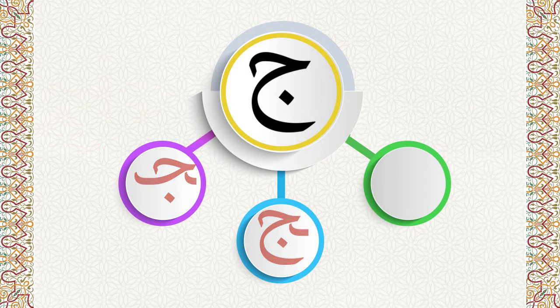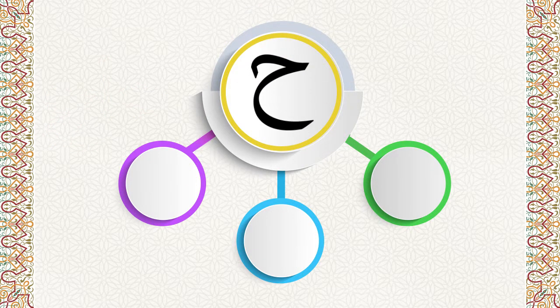And the next letter is Ha. This is a throat letter. This Jim and Ha both look like the same shape but differ in the dots. Ha never has a dot, always clear. So this is a Ha.